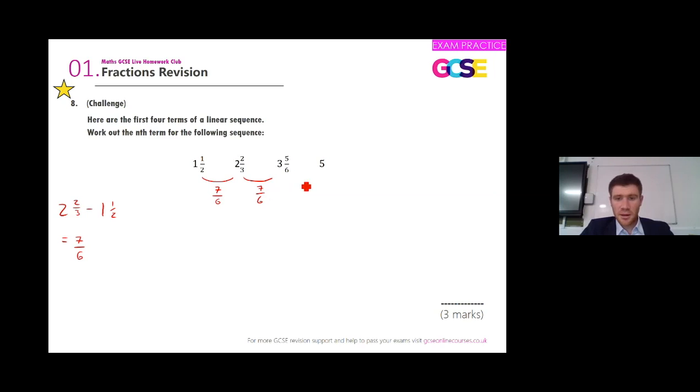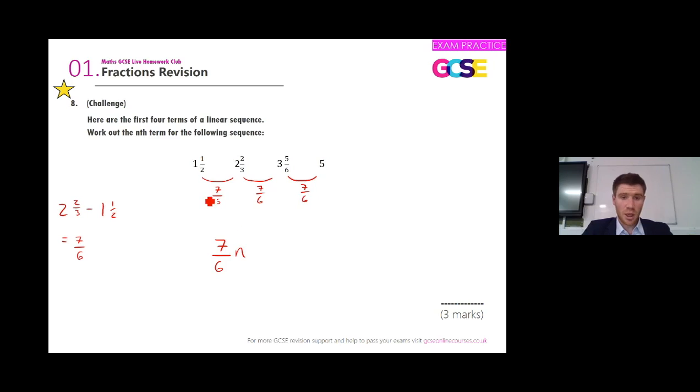Now for nth term rule, this is really important. We're now linking a little bit of algebra here. For nth term rule, you always write that difference, what it's going up in, and you multiply it by n, because it's going up in that numbers times table, so 7/6 times table if you like.